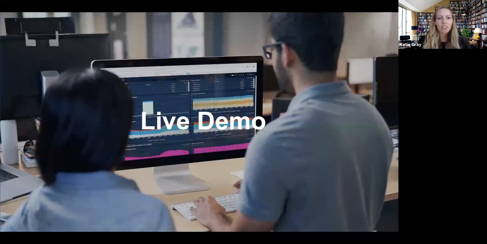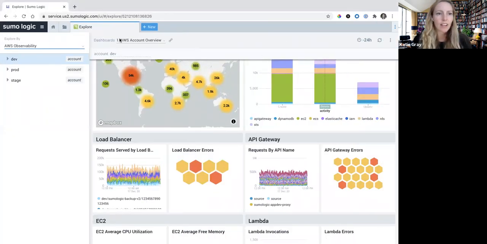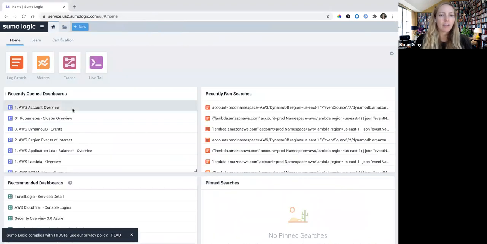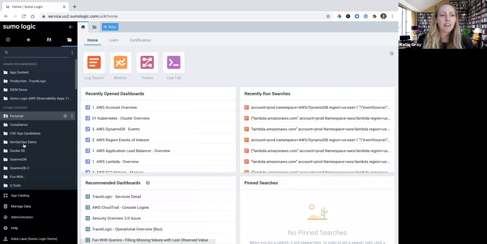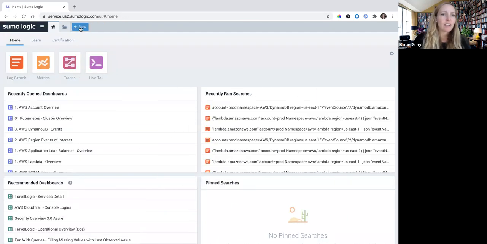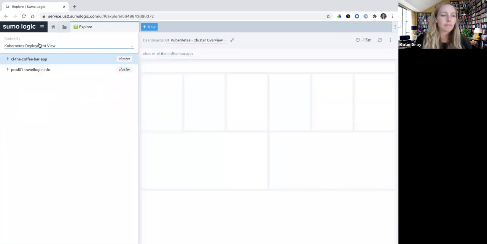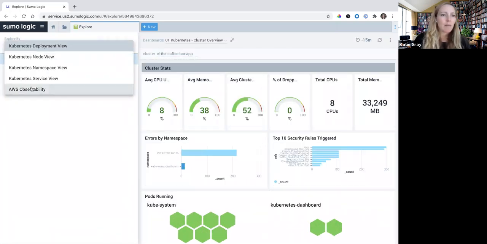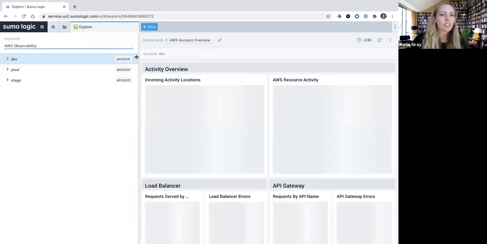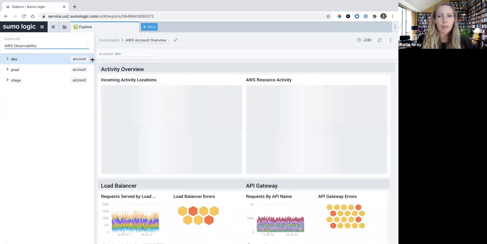Okay, so let's go ahead and jump into the solution. Here I am in Sumo Logic. If you've ever logged into Sumo Logic before, let's start one step back here, you'll probably be brought somewhere like this. We have on the left our navigation menu. You can navigate to different dashboards or look at different solutions. For our AWS observability solution, you navigate to the plus new icon and then explore. Here we have Kubernetes in this environment. We also have our AWS observability solution as well. And this is where we're going to be spending our time today.